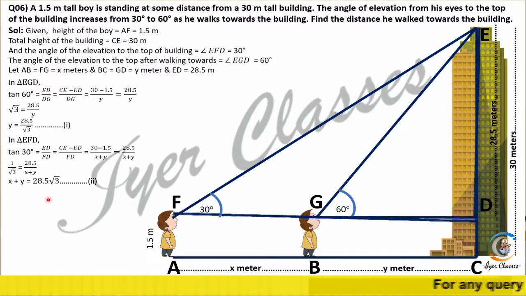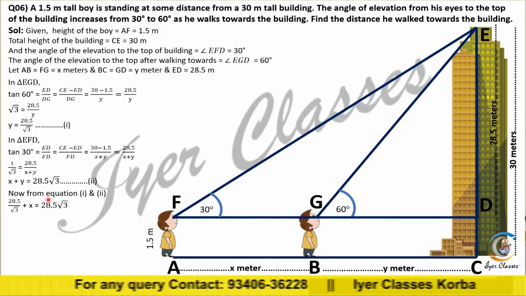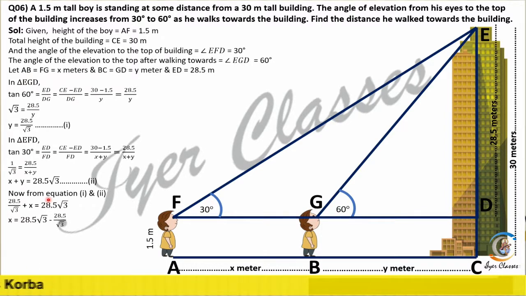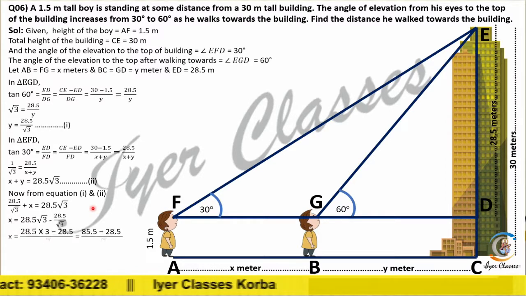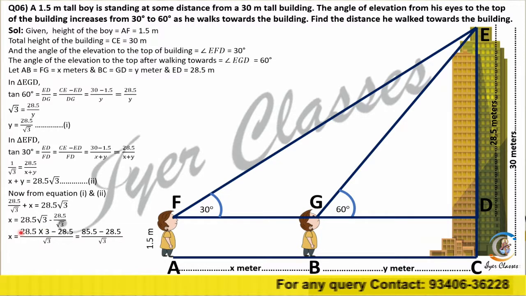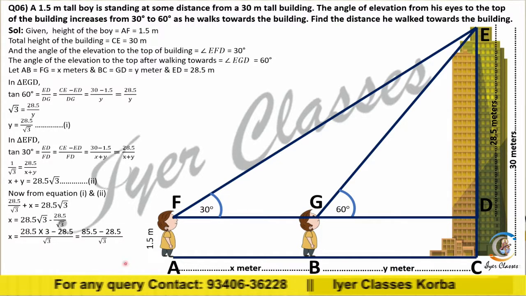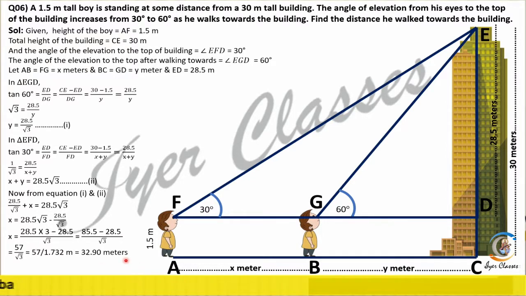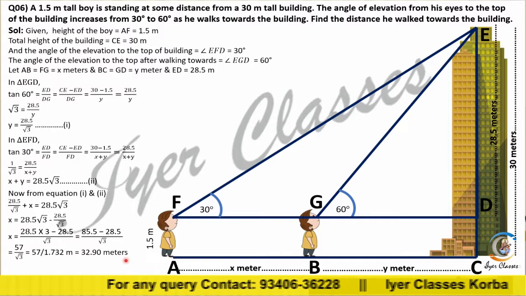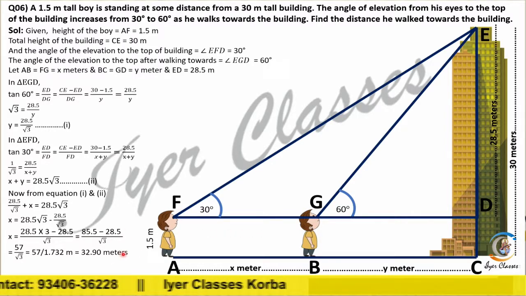Now put the value of Y in this equation. From equation 1, you have to subtract this 28.5 divided by root 3 by transposing to the other side. 28.5 root 3 minus 28.5 divided by root 3. Cross multiply. Root 3 into root 3 will make this 3. So 28.5 into root 3 minus 28.5 over root 3. On calculation, the value of X is equal to 32.90 meters. So what is the distance the boy walked? It is 32.9 meters, right?